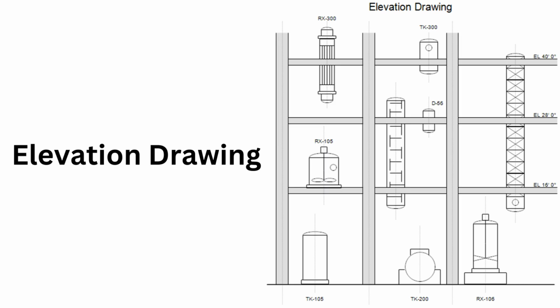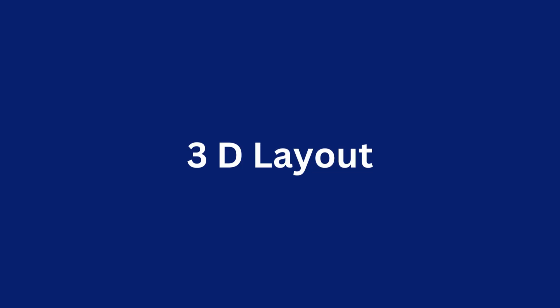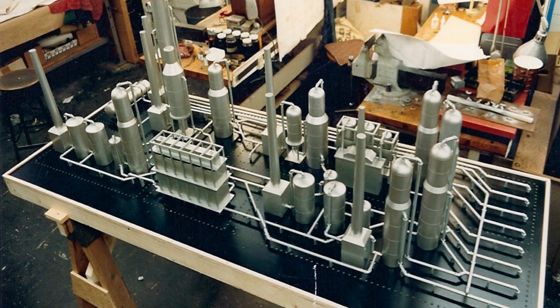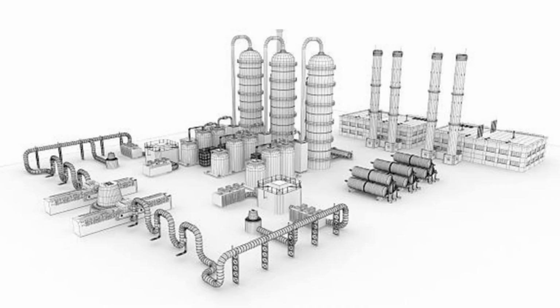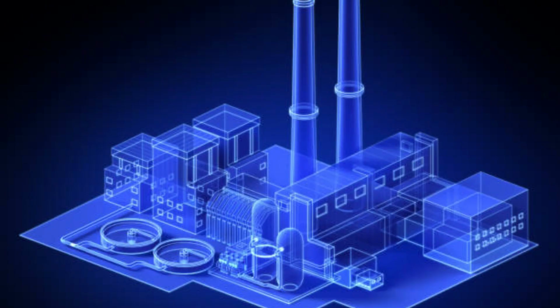And next is the three-dimensional layout, which is also called scale models. Three-dimensional scale models are prepared either from thermocol or plastic material. It represents the entire plant with major equipment or buildings. A good understanding of the plant can be inferred from it. Software-based plant layouts are common in the present era. Such layouts are also made for individual units.